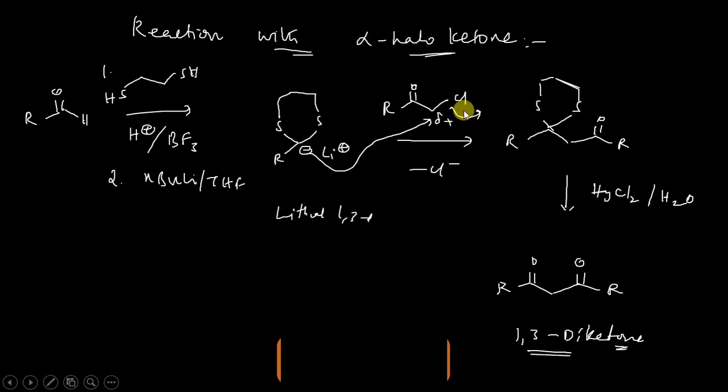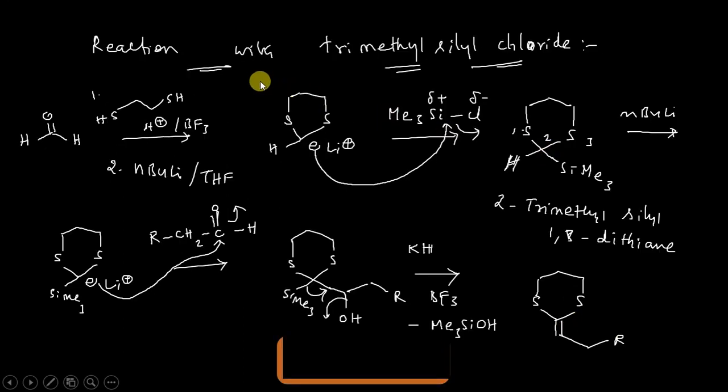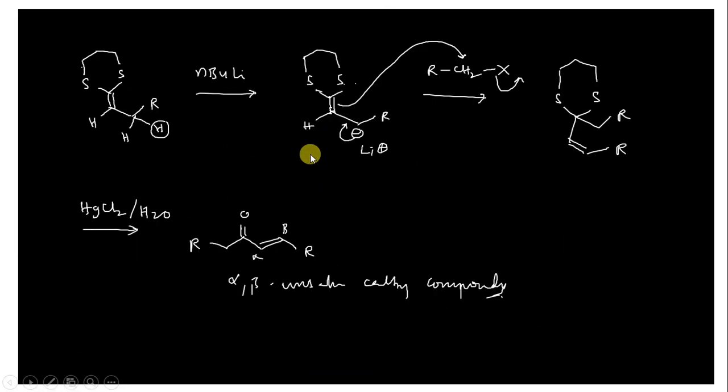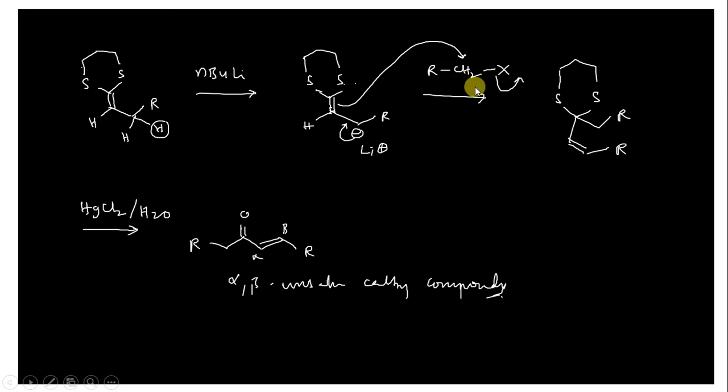The other application is the reaction of this lithiated 1,3-dithiane with the alpha haloketones. Upon hydrolysis, this generally produces 1,3 diketones, which are very good starting materials in organic synthesis. And one more application is the reaction with carbon dioxide. The lithiated 1,3-dithiane, once it reacts with carbon dioxide, upon hydrolysis gives you alpha keto acids. As a final application, you can also synthesize alpha beta unsaturated carbonyl compounds from this lithiated 1,3-dithiane, where the treatment of the lithiated 1,3-dithiane with trimethylsilyl chloride followed by reaction with the aldehyde and organic halide gives you alpha beta unsaturated carbonyl compounds.